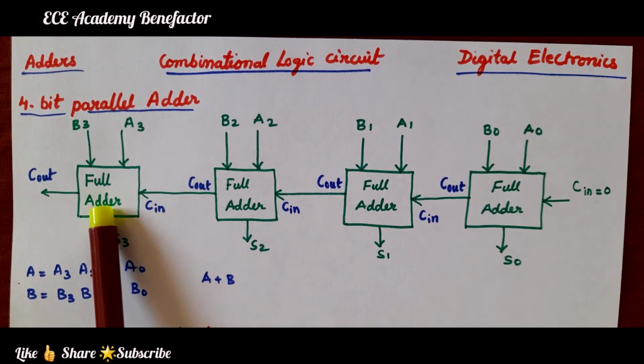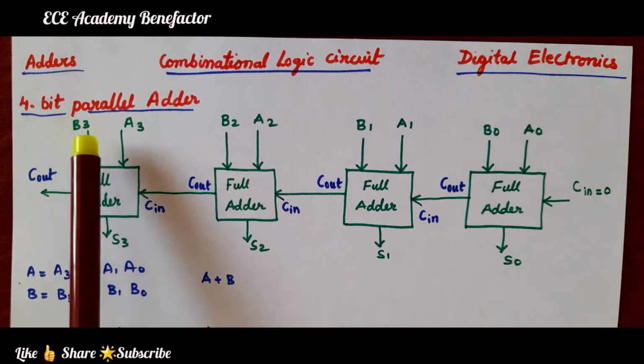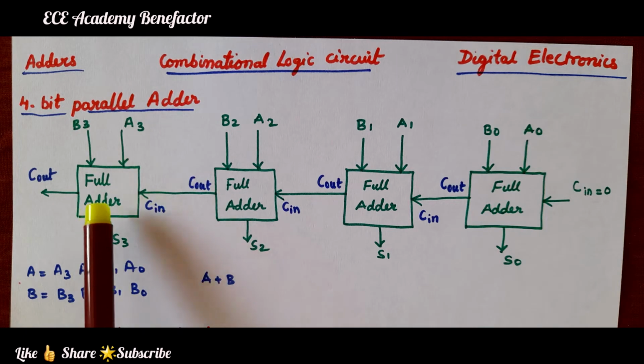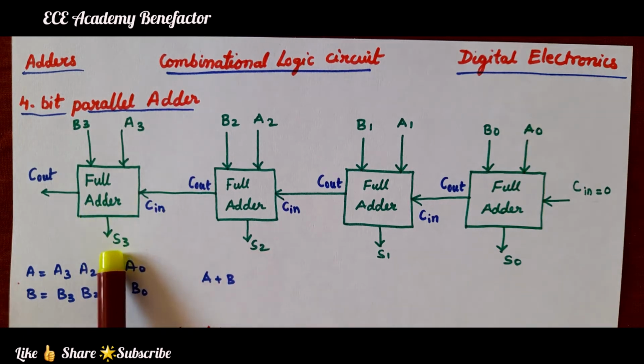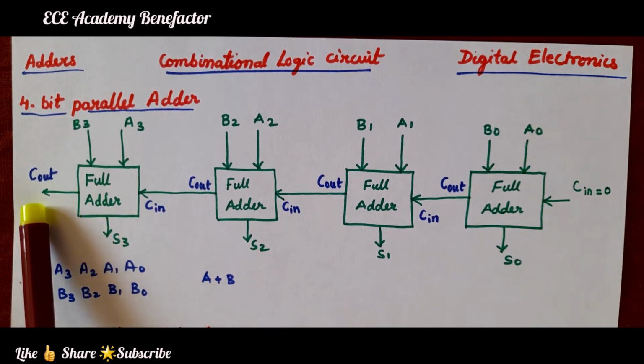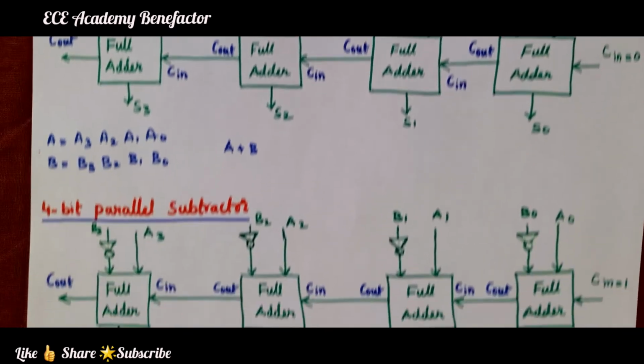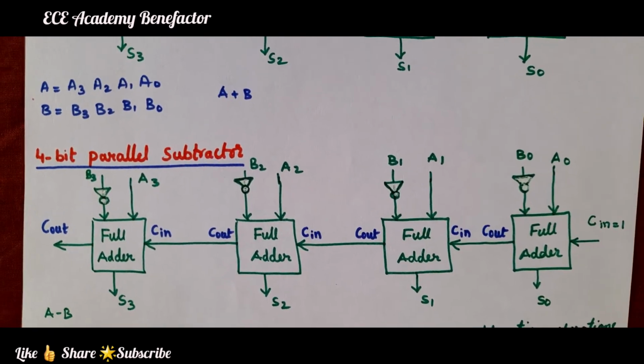Coming to the fourth full adder, the inputs are A3, B3 with input carry C in. So, these three are the inputs and the outputs are sum S3 and carry C out. So, this is a 4-bit parallel adder circuit. Okay. Now, coming to the 4-bit parallel subtractor.